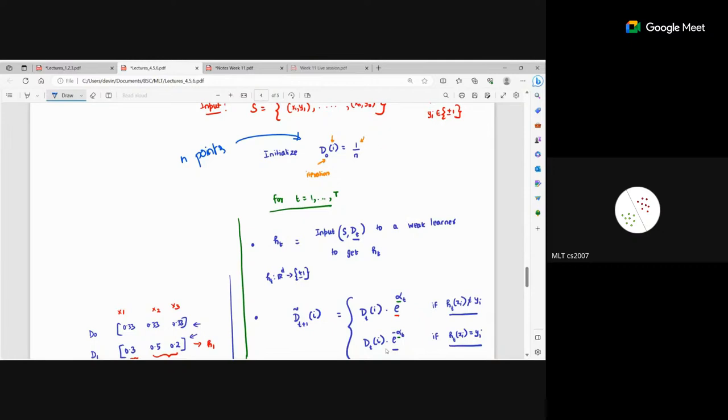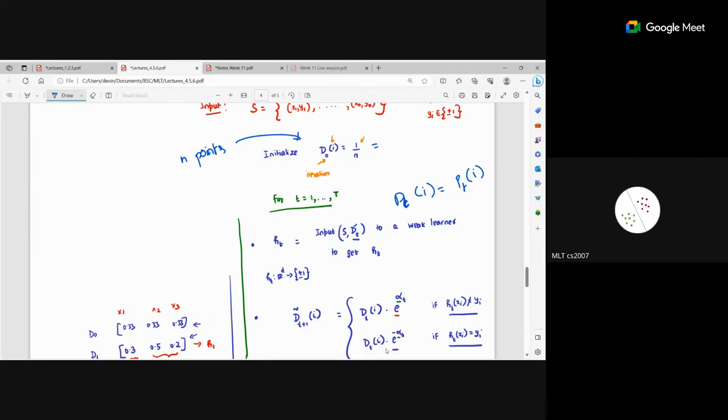For subsequent models, what's going to happen is this D_t. D_t of i is the probability for selecting the ith point in the tth model. If it is the first model, it doesn't matter what the point is, there is equal chance for it to get selected, so it's going to be 1/n.